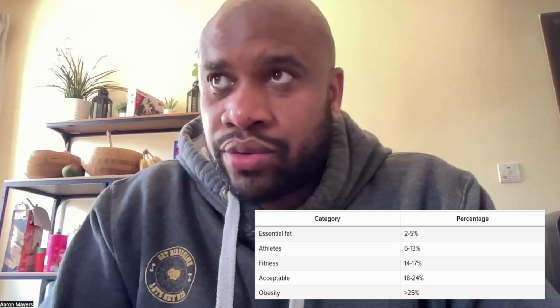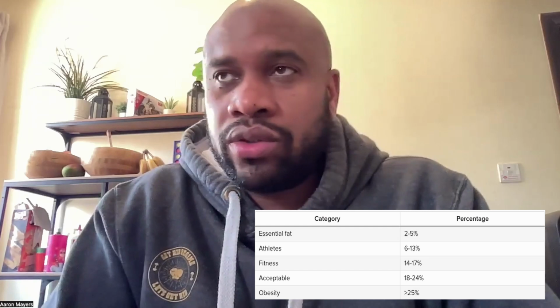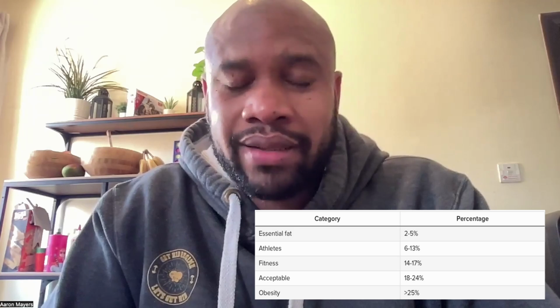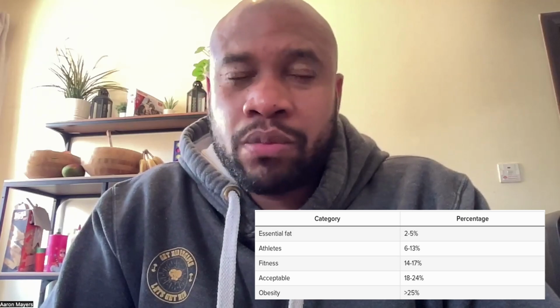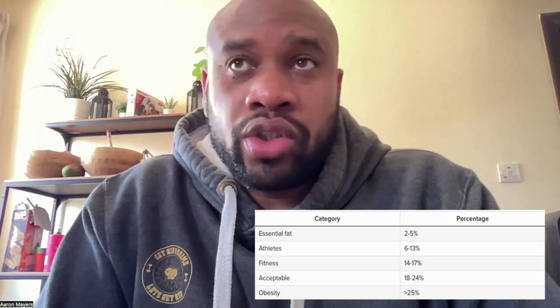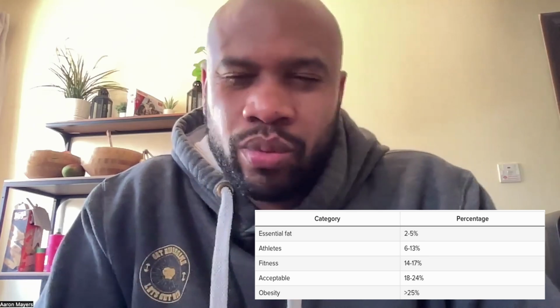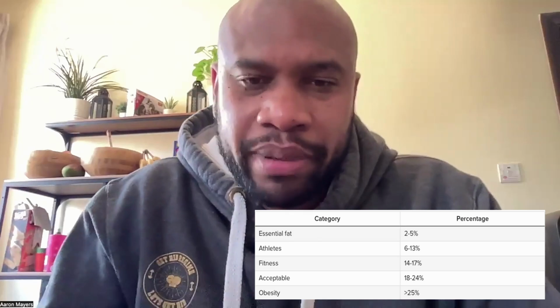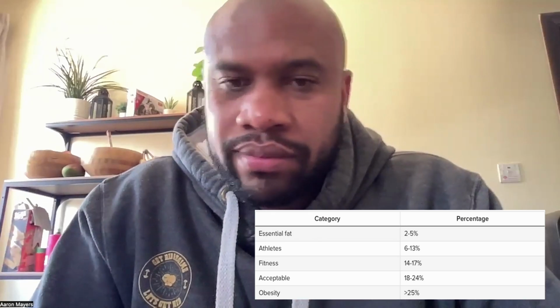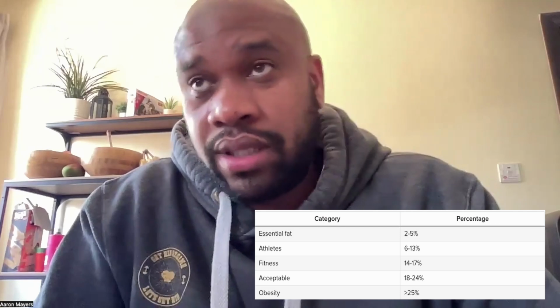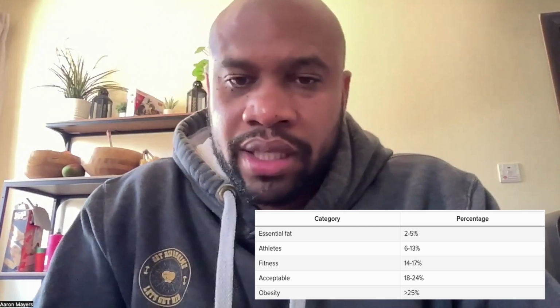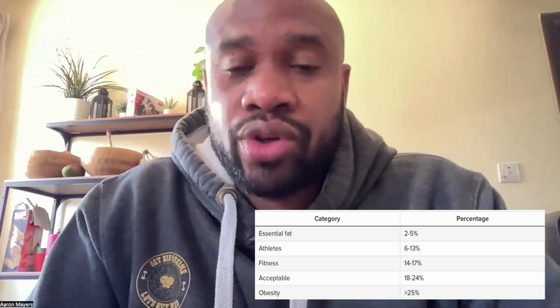Within the acceptable category, you're not really sculpted. You can't really see what your muscles look like. It's more of a health thing. You're not too embarrassed in what you wear because your body's not bulging out too much in certain places, unless you go towards the obesity side of it, which then you might start to see through your clothing.